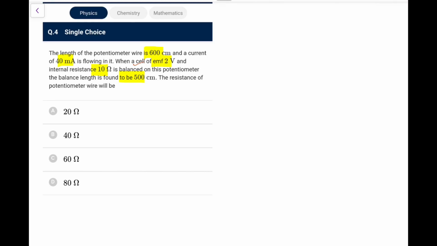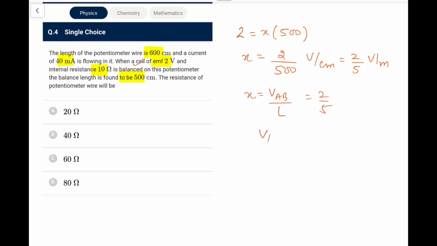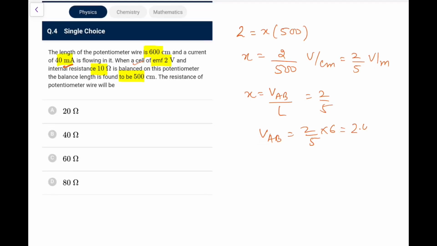Because we are measuring EMF, this 10 is nothing, so we can directly say 2 is equal to x into 500. So x comes out as 2 upon 500 volt per centimeter, or I can write it as 2 by 5 volt per meter, whatever you wish. Now the total length is 600, so x would be equal to total drop upon the length, which is 2 by 5, so VAB comes out to be 2 by 5 into total length 6, which is 2.4 volts.